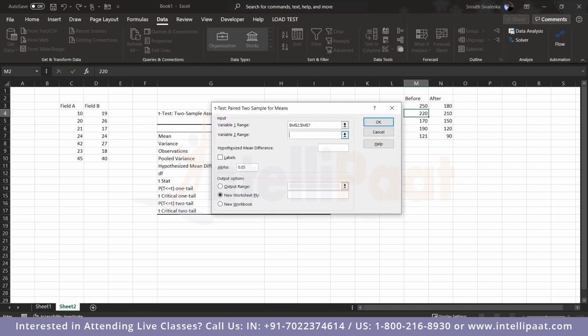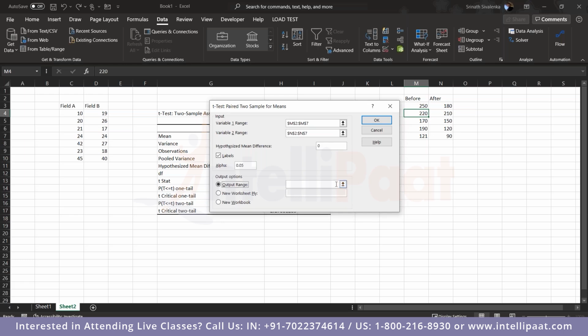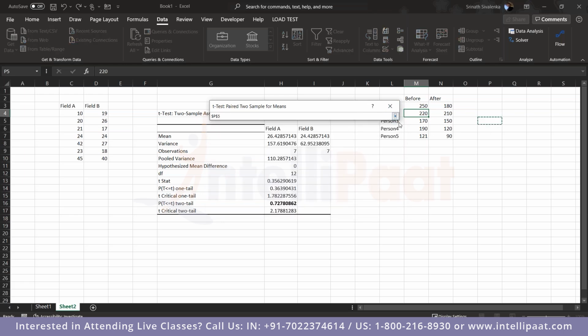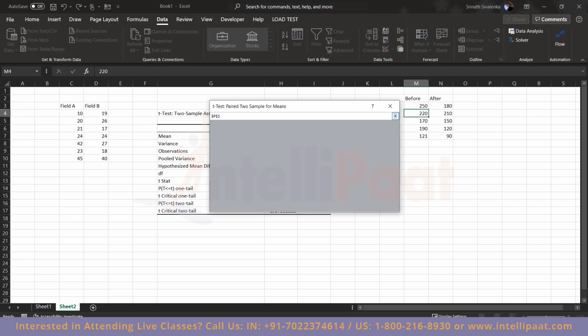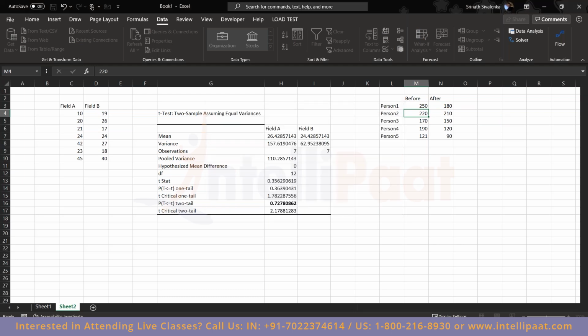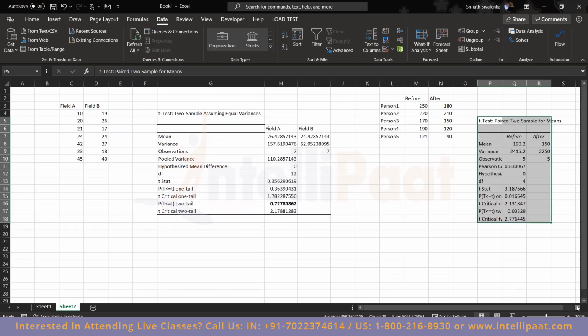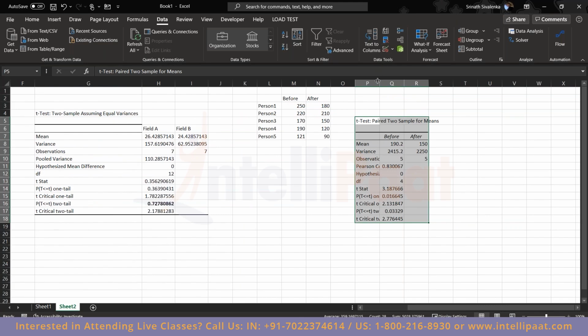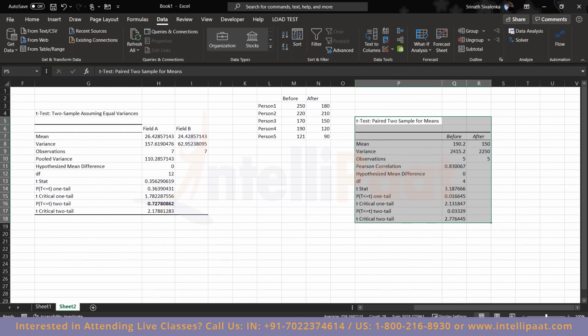And then the second is from here to here. And then I'm saying that the difference is 0, that there is no difference. My null hypothesis is that there's no difference. And let's say my output range is just here. So that's a quick paired 2 sample t-test for means.